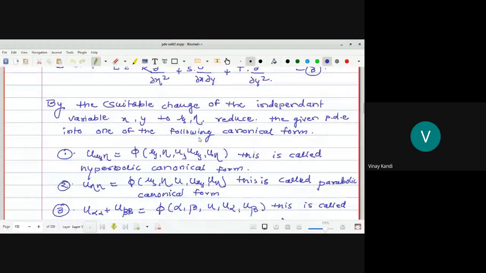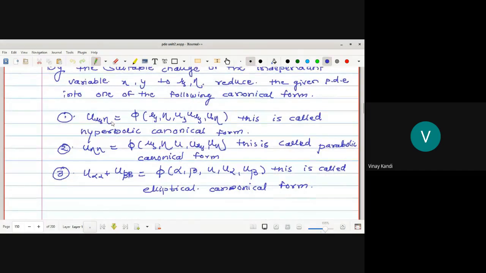Okay, this is the differential operator. By a suitable change of the independent variables x, y to xi and eta, the given partial differential equation reduces to one of the following canonical forms. These are the three canonical forms. Now the next result is the classification of second order semi-linear partial differential equation into canonical forms on the basis of s square minus 4rt.